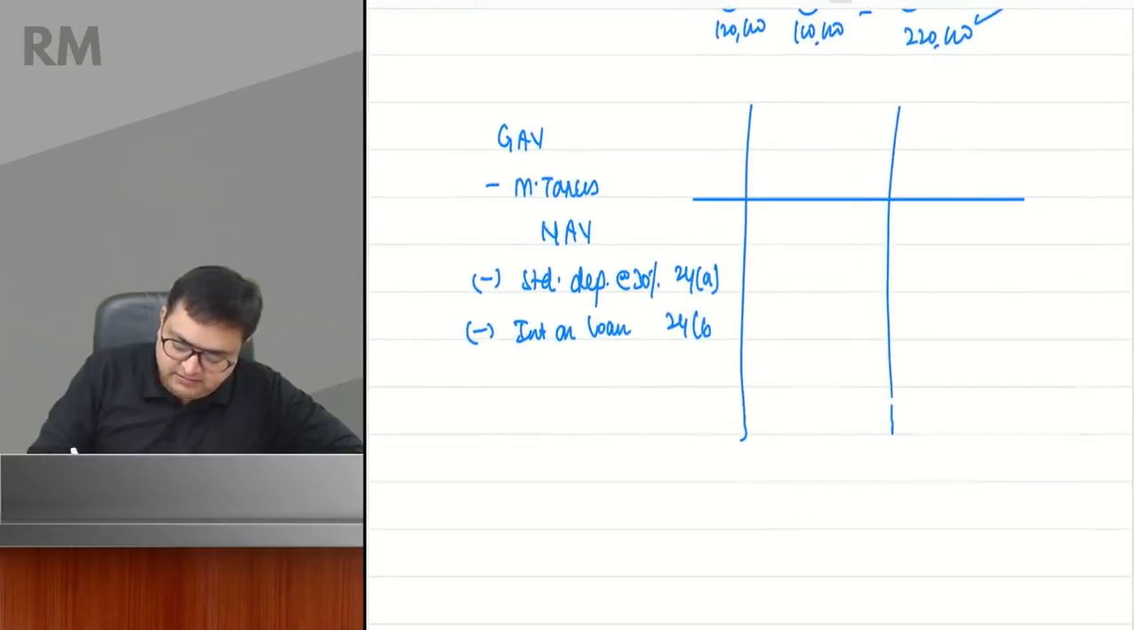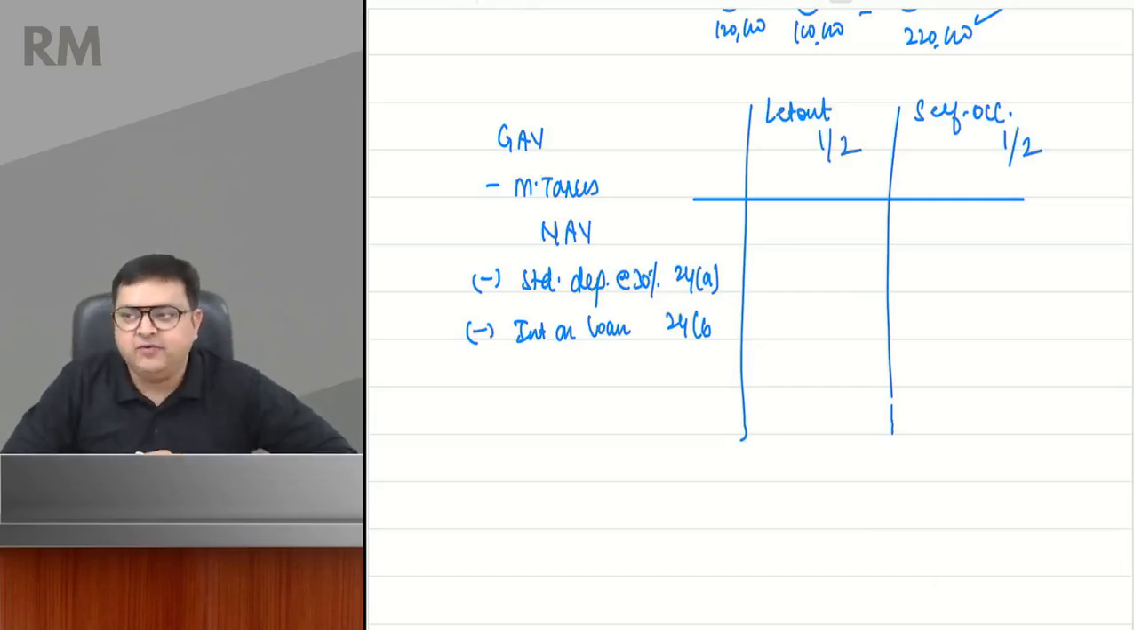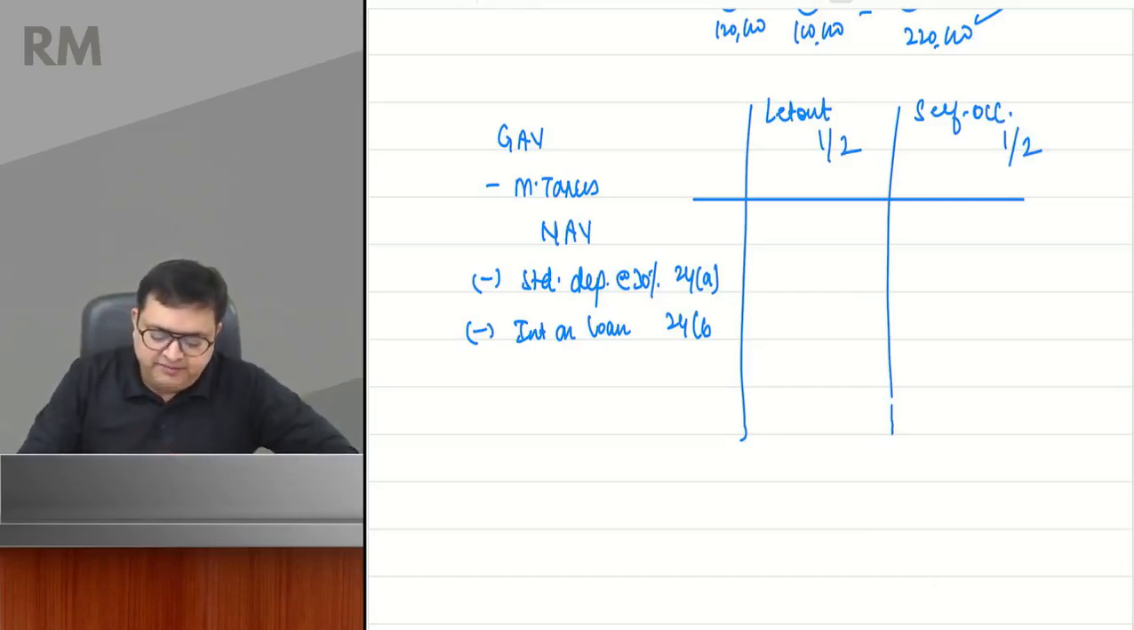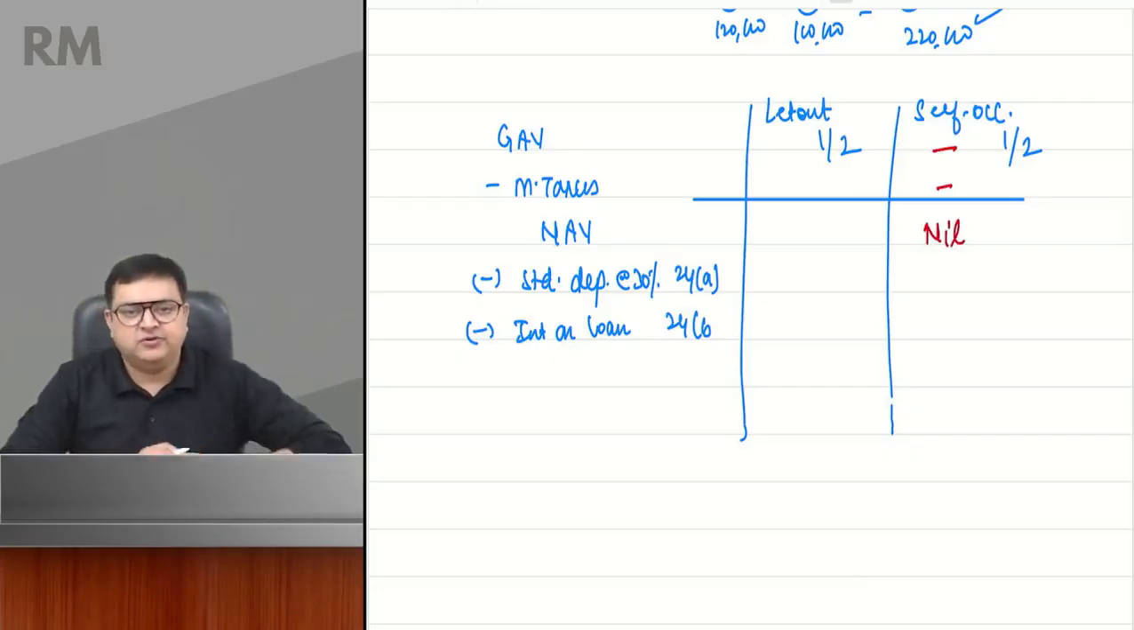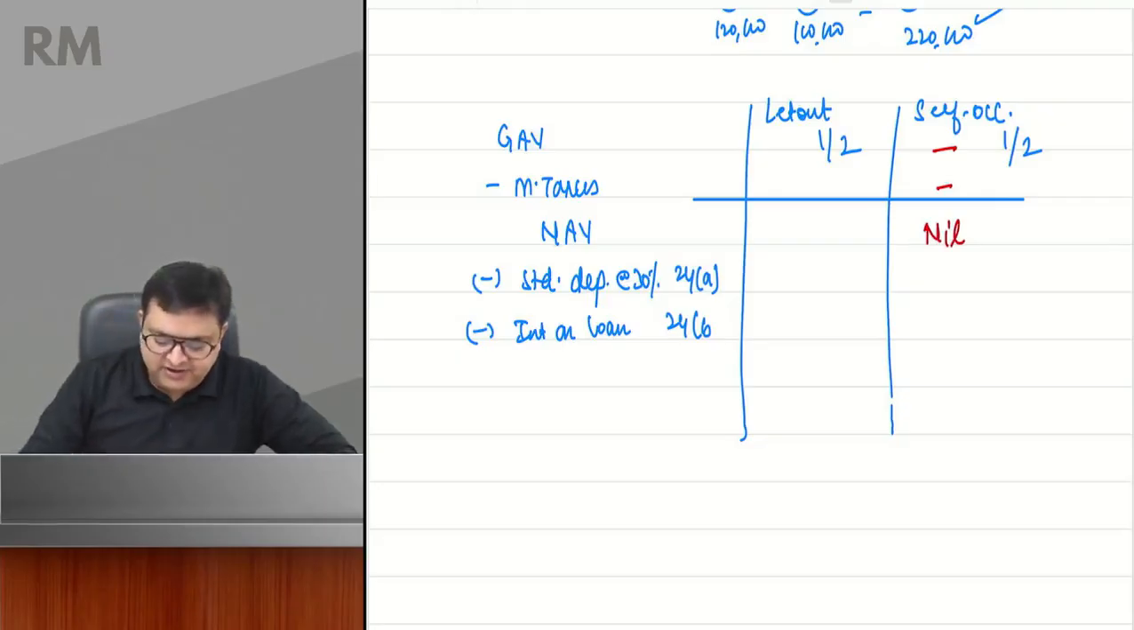Can I say my half of the property is let out and half of the property is self-occupied? 1 by 2, 1 by 2, because they are 2 floors and they are saying they are equal area. Let me first finish my self-occupied because it's very easy. Self-occupied portion, we don't start with GAV, no municipal taxes, we start with NAV. And for self-occupied property, if it is for the entire year, we have not let out to someone. So we will take NAV as nil. 24A, obviously 30% of nil will be 0.